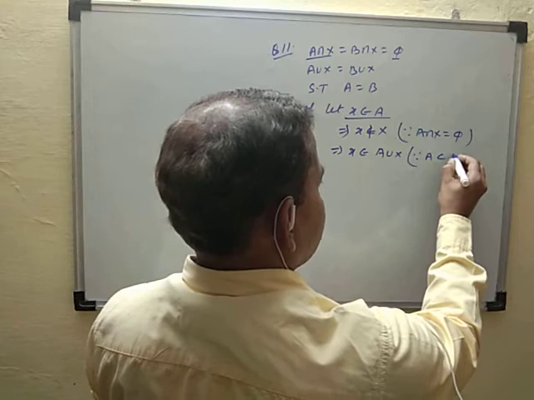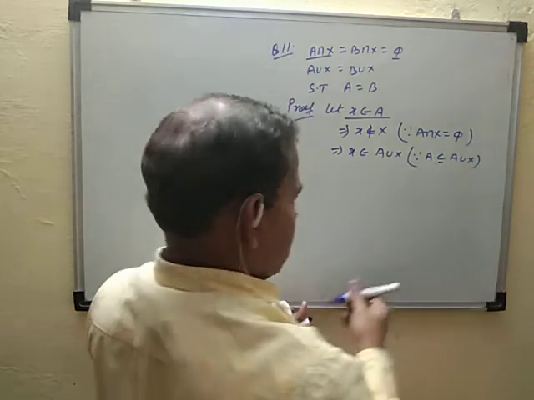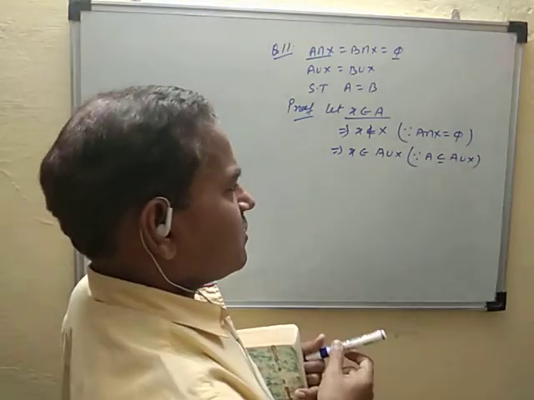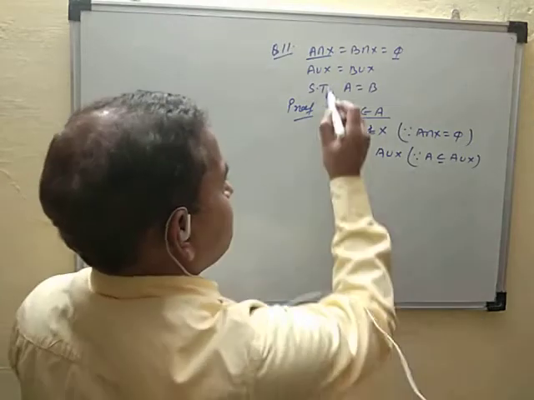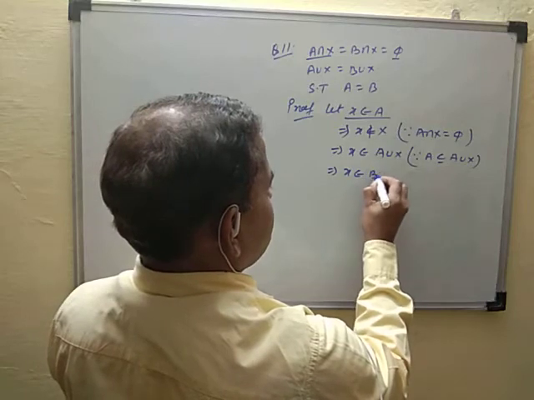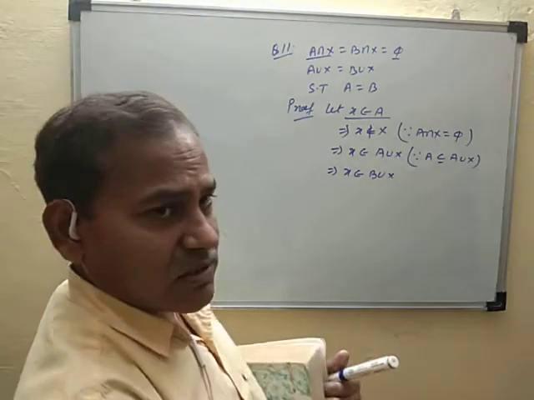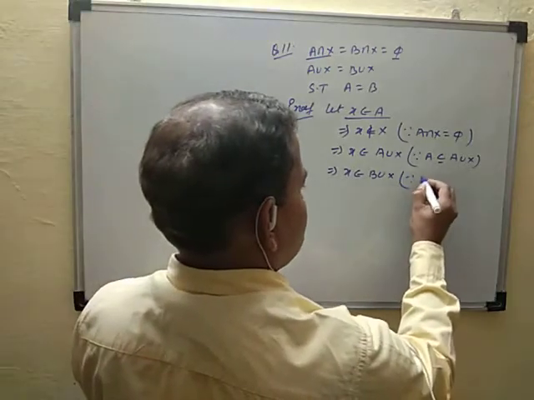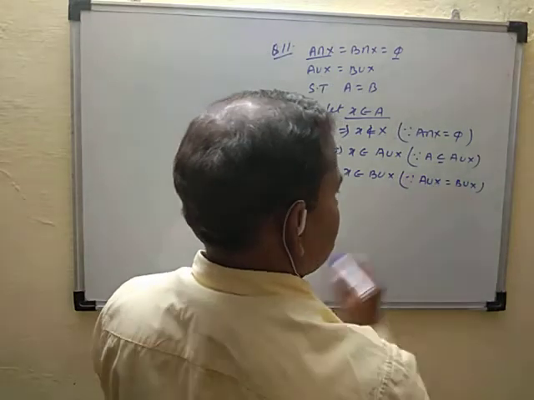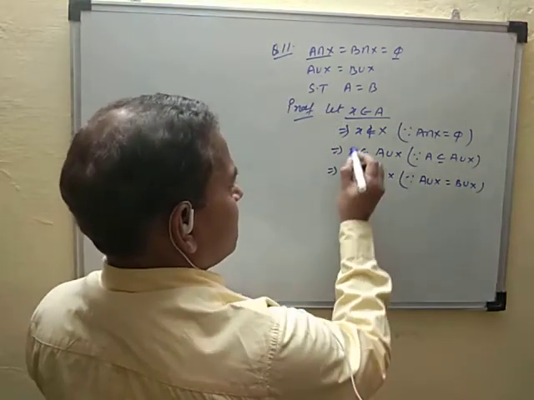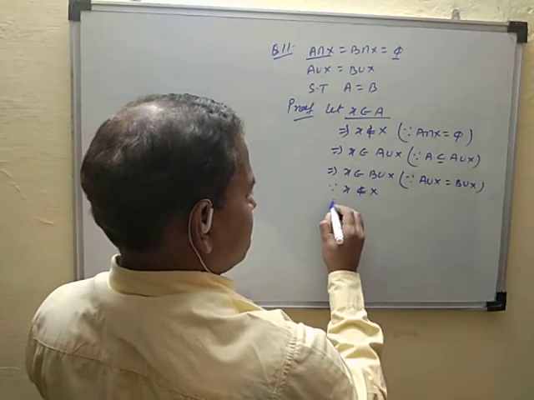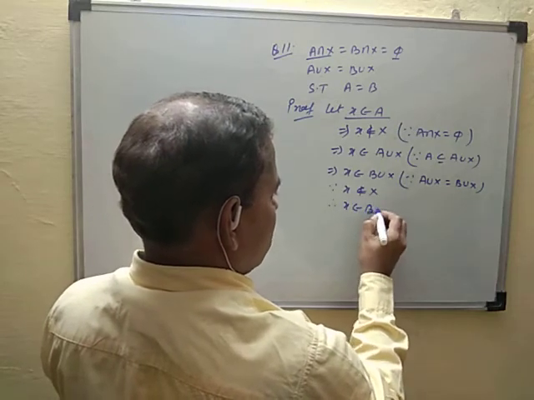Since A is a subset of A union X, every element of set A belongs in A union X. So X belongs in A union X, and since A union X is equal to B union X, this implies X belongs in B union X. Since A union X is equal to B union X, both are given equal, and since X does not belong to X, therefore this X must belong in B.